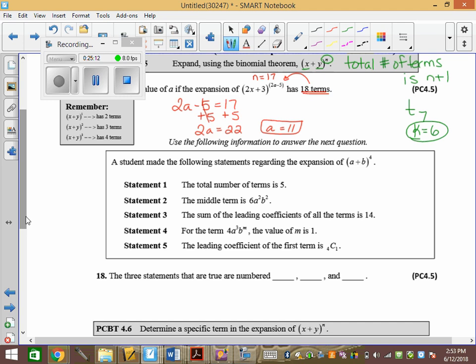Okay, a student made the following statements regarding the expansion of (a + b)^4. The total number of terms is 5. Is that true? Yeah, n plus 1. So 4 plus 1, so 5.